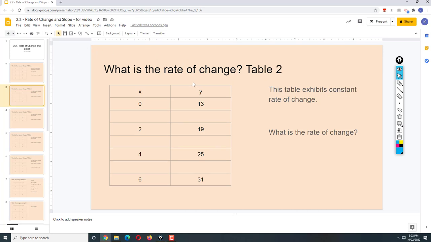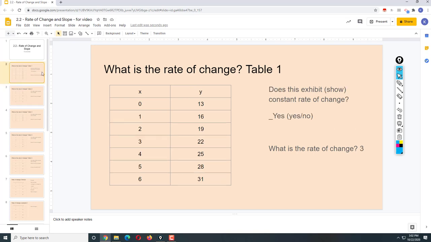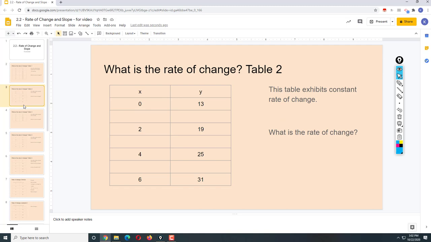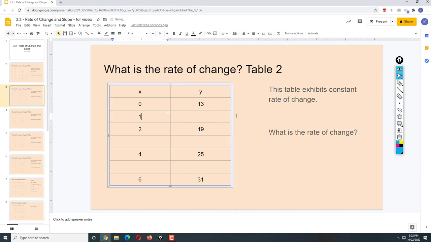What about this one? This is really the same table as the last one, except we removed x equals 1, x equals 3, and x equals 5. Some students might think, hey, the rate of change is now 6 because we're going up by 6. But that's not right, because we can easily fill in the blanks, and we see that the rate of change is still 3.